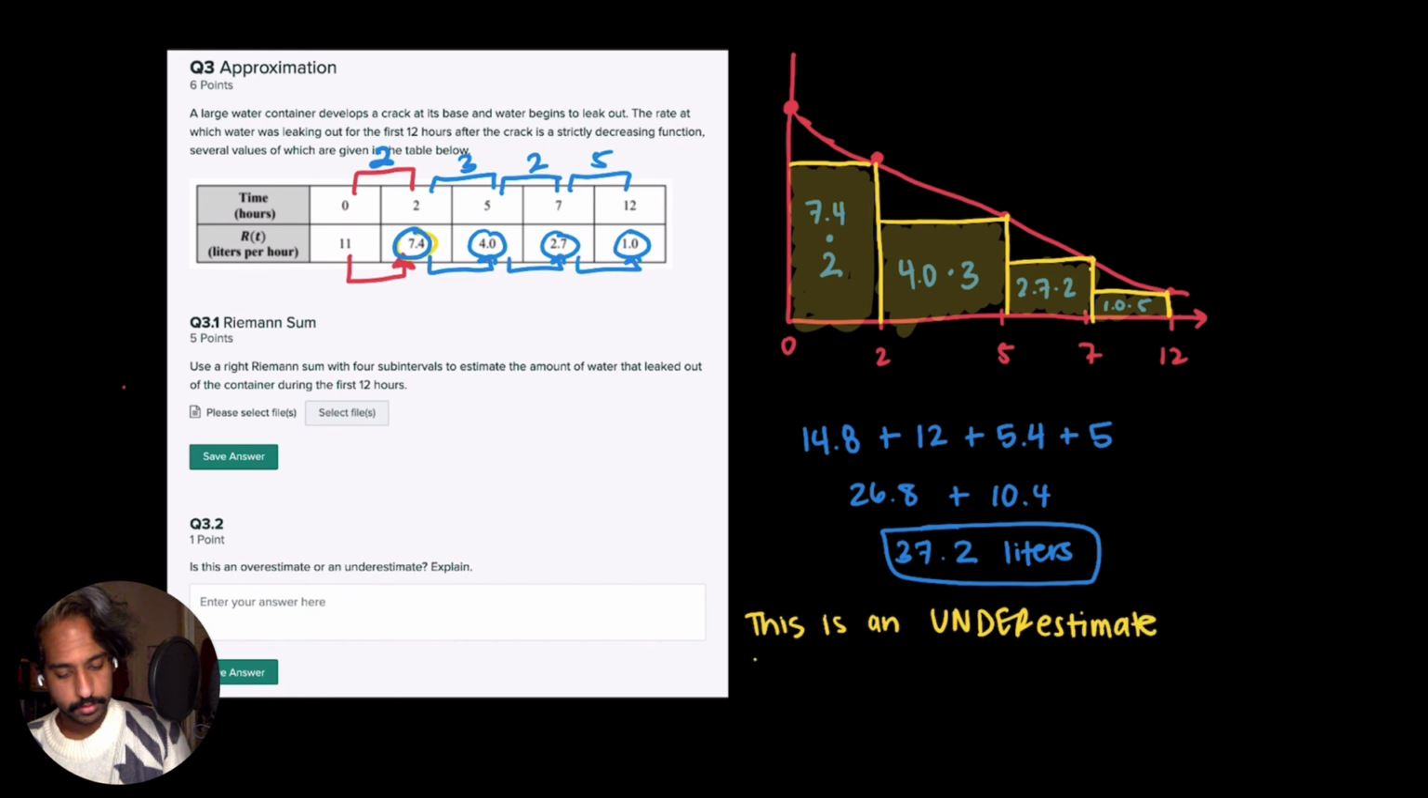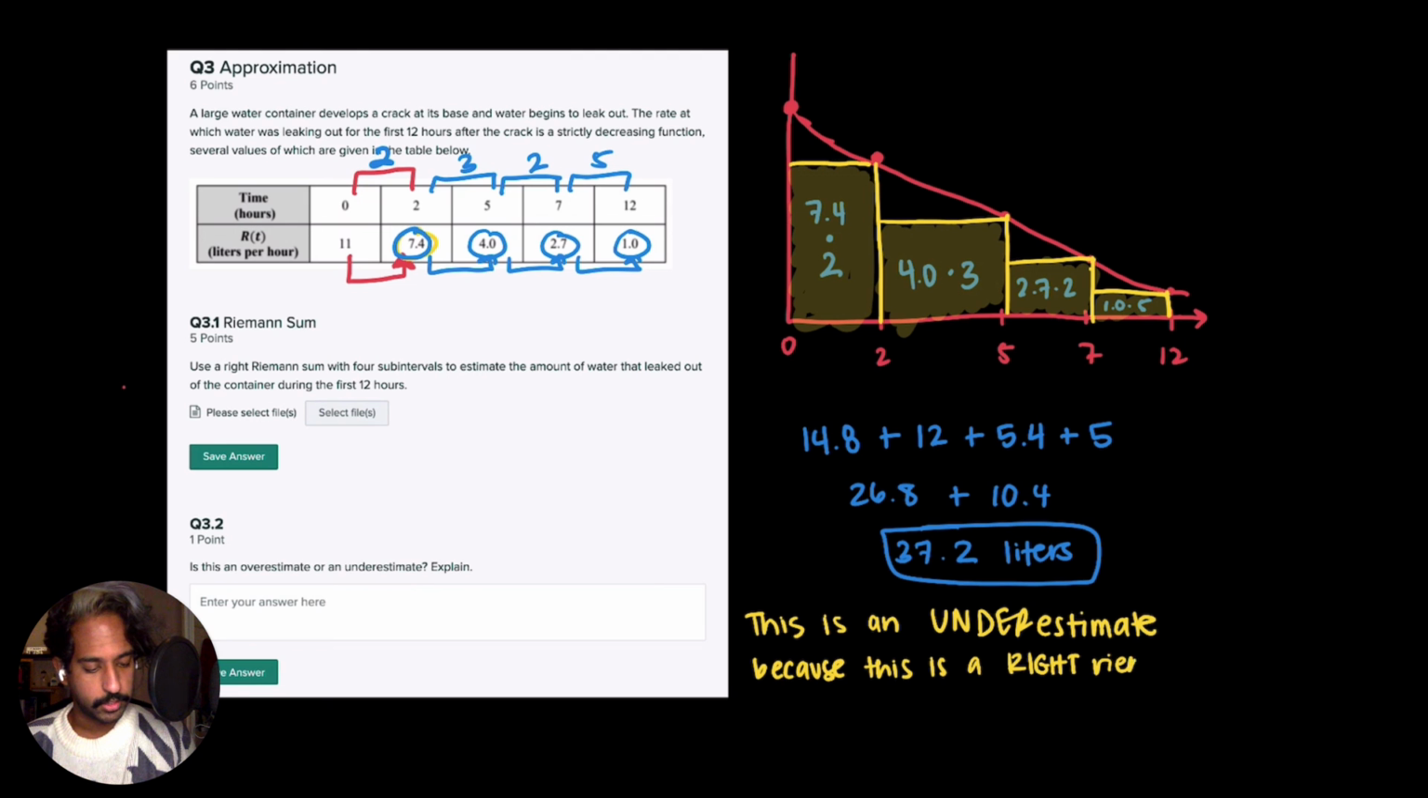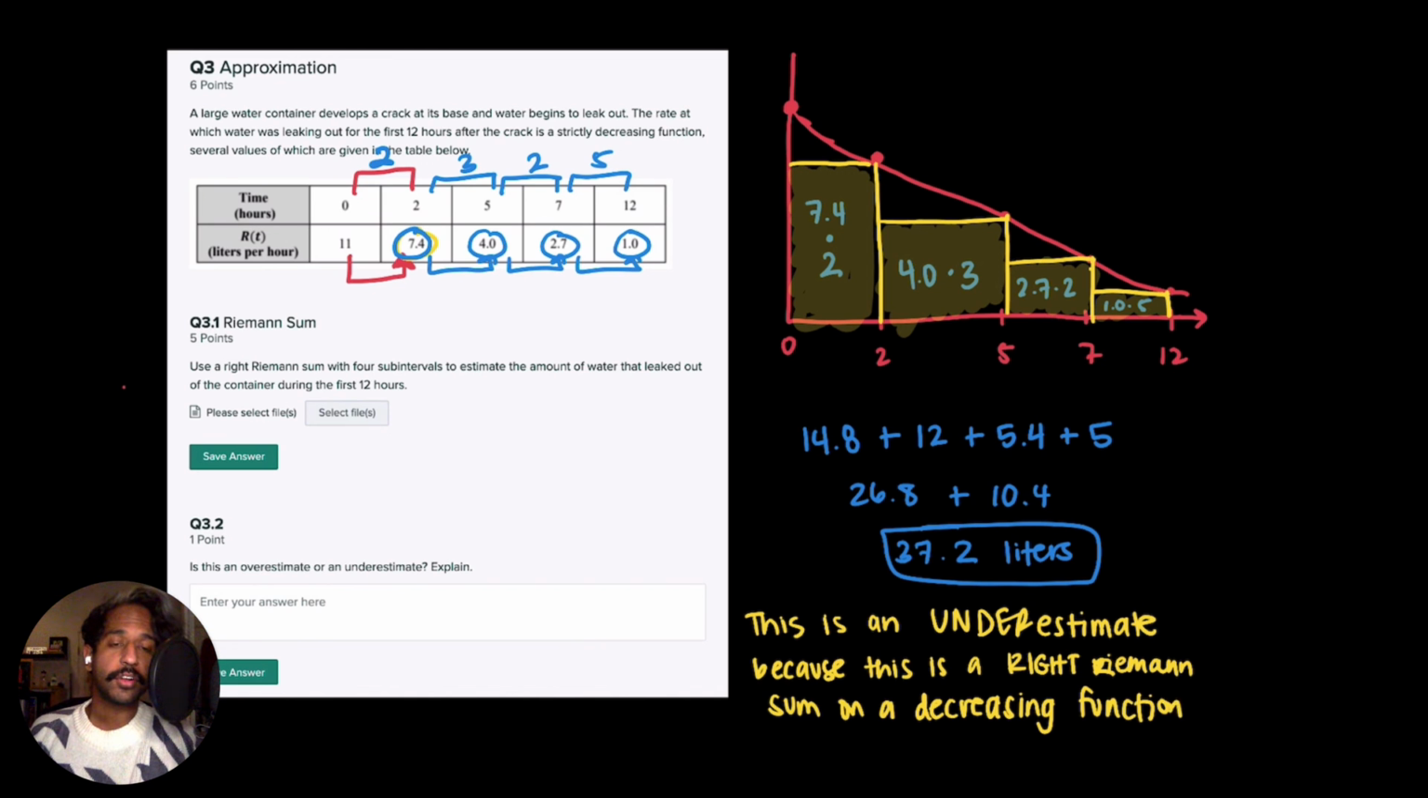Because this is a, what type of sum is it? It's a right Riemann sum on a, and what type of function is this? It's a decreasing function. On a decreasing function. And so we see that it is probably a little more than 37.2 liters, and we have an underestimate because this is a right Riemann sum on a decreasing function.